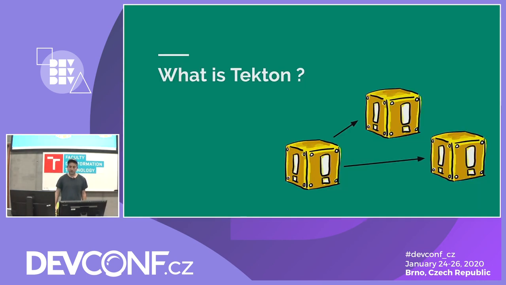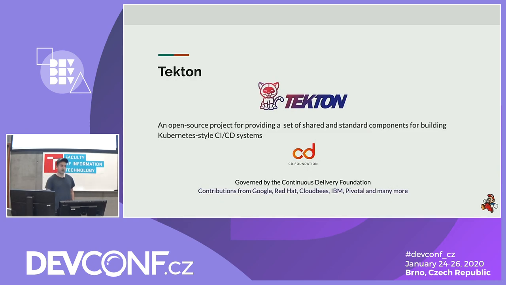So let me start with the introduction to Tekton and what Tekton is. The main motto of the project is to provide a set of shared and standard components for building a Kubernetes-style CI/CD. So it's cloud-native, or Kubernetes-native. We directly plug into Kubernetes via the CRD system, the custom resource definition, which is an extension mechanism inside Kubernetes to expose objects for something that's not inside Kubernetes. And we are part of the CD Foundation, the Continuous Delivery Foundation, with different companies from Google, Red Hat, CloudBees, IBM, Pivotal, and many more.